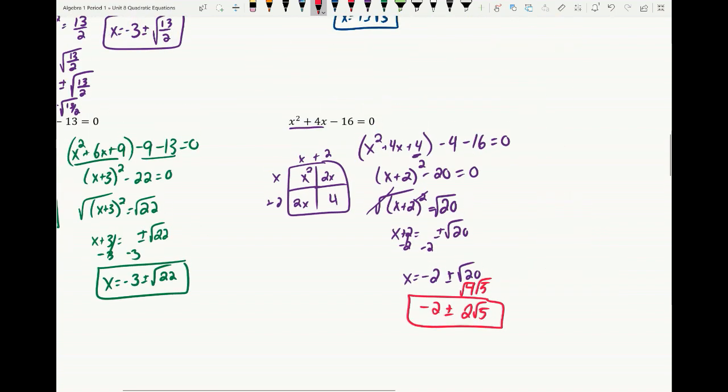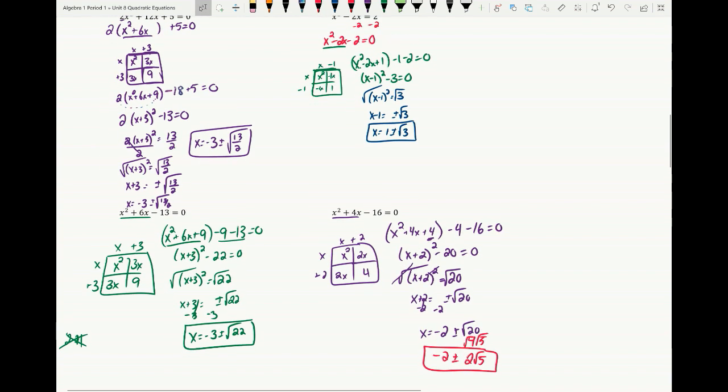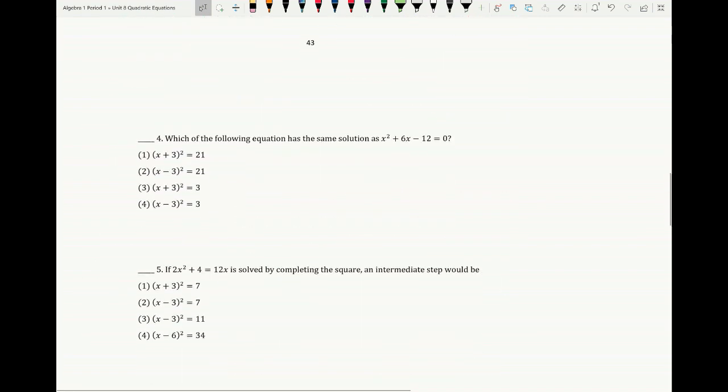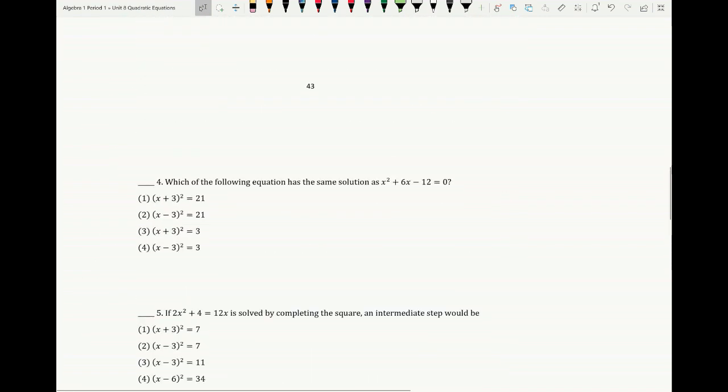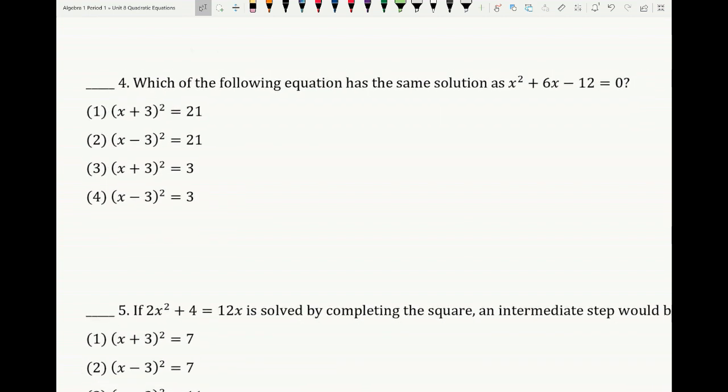I hope you found these problems to be pretty straightforward, and it's nicer than factoring because you don't have to think about what multiplies and adds to this. You do the process, and it's the same process every time. So something like number 4, they ask on the Regents exam a whole bunch. Which of the following equations has the same solutions? So look, same answers. I start with a trinomial, and I turn it into a square.